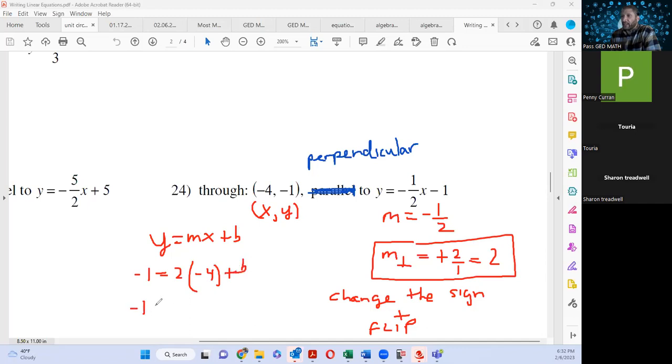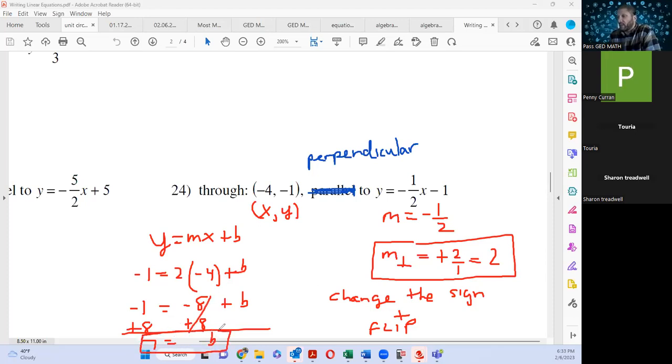So we're going to bring down the -1. We're going to bring down the equal. What is 2 times -4? -8, plus b. In order to get b by itself, what do we need to do? Add 8 to both sides. What is 8 minus 1? 7. b equals 7. The 8's cancel.